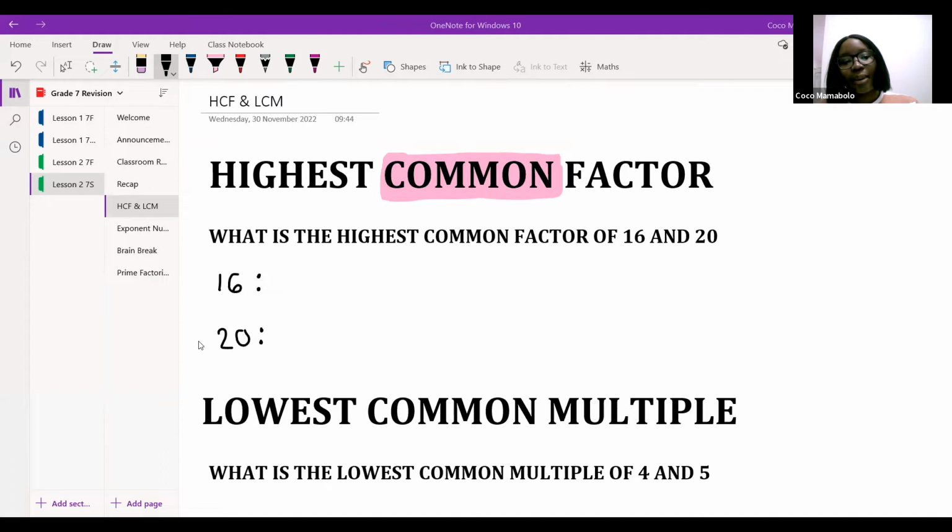Sia, 2 times 8 will give me 16. 4 times 4 will give me 16. But 1 times what gives me 16? That's the number that's missing. 1 times what? That's it. Good. Don't forget that. 1 times 16 will give me 16.